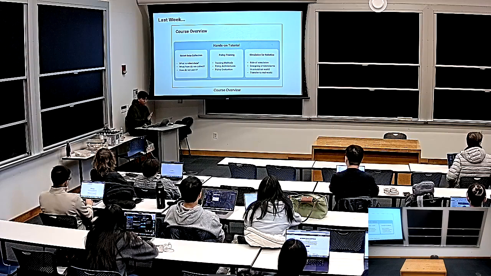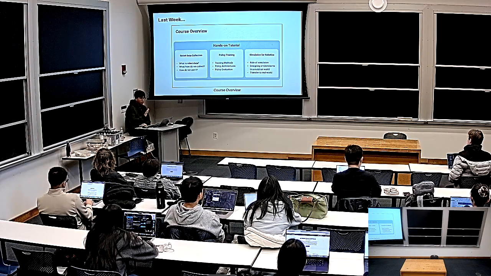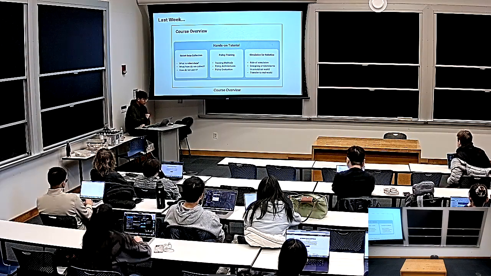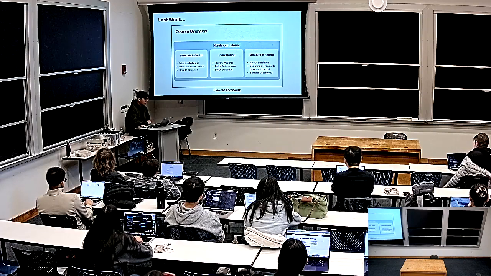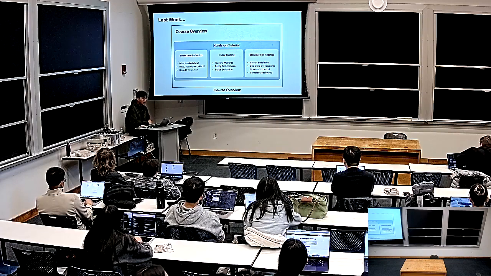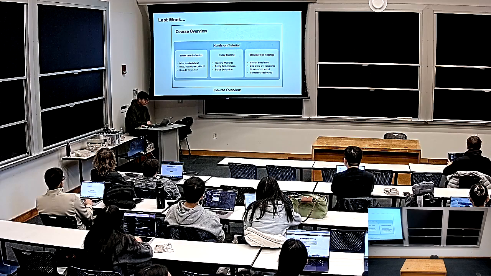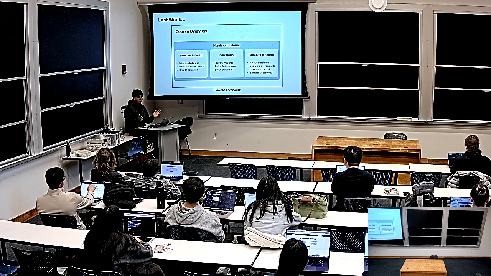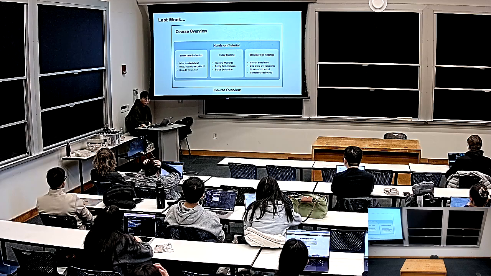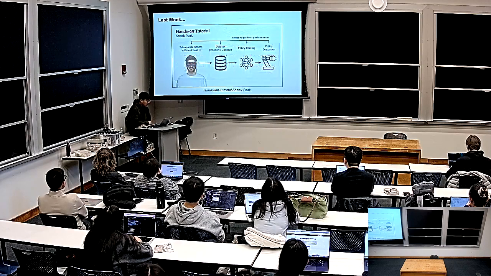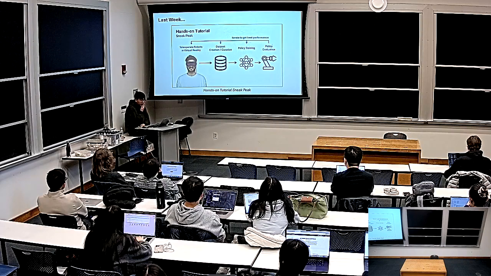So let's just go over briefly what we covered last Friday. We went through the course overview. We talked about what we're going to be dealing with in this class. We're going to be dealing with mostly 3 things: robot data collection in general, policy training, and the role of simulation for robotics. And we're all going to be experiencing this in a tutorial session in the last 2 weeks of this course.